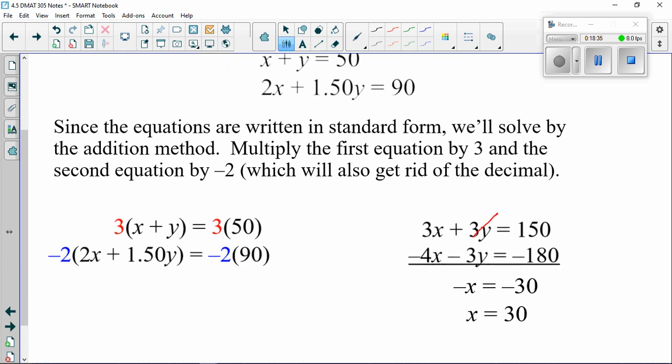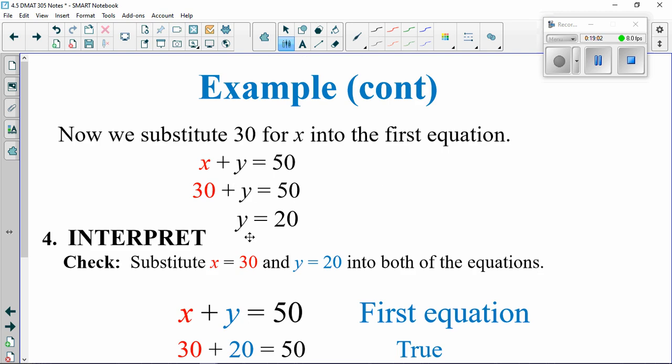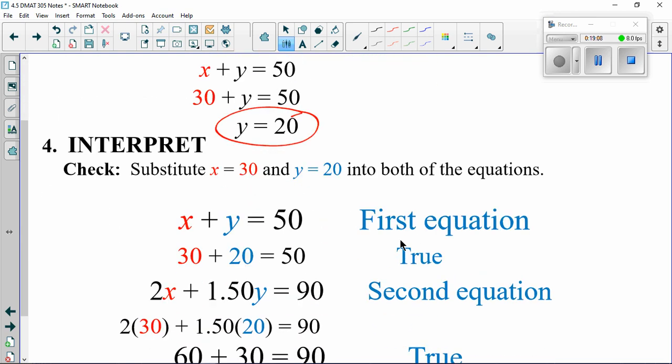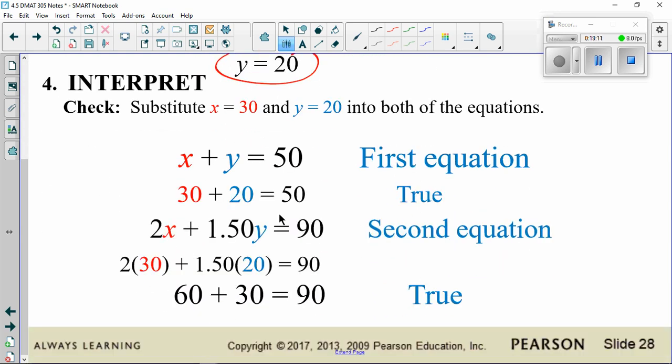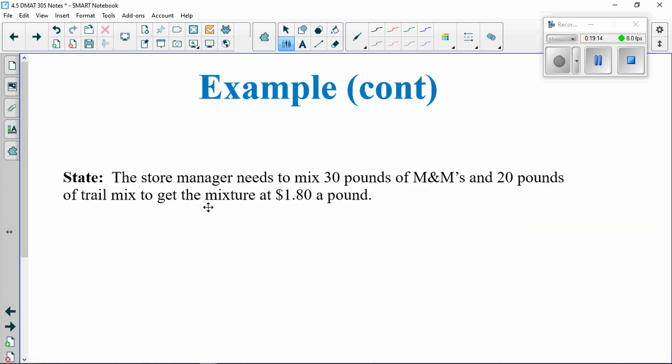And then here, we're able to cancel out the trail mix. So we're going to find out how many pounds of M&Ms. 3x minus 4x is -x. 150 minus 180 is -30. Divide both sides by -1. We get 30 pounds of M&Ms. Well, if it's 30 pounds of M&Ms that we need, and when you plug that back in, you get 20 pounds of trail mix. If you plug them back in, you'll see that both of them are true when you check. So overall, the store manager needs to mix 30 pounds of M&Ms and 20 pounds of trail mix.